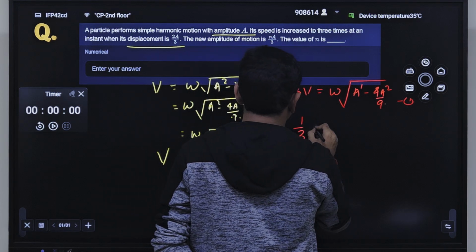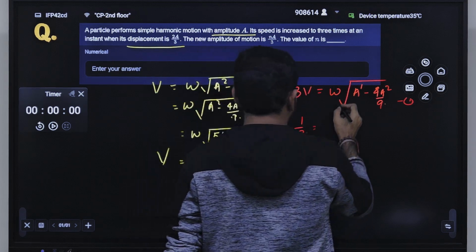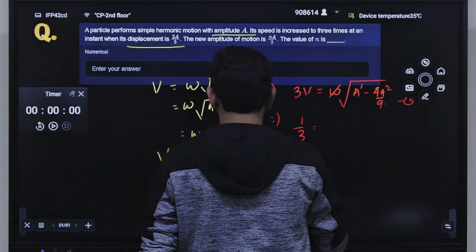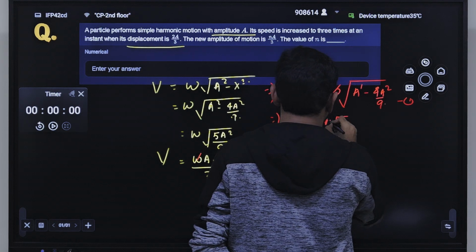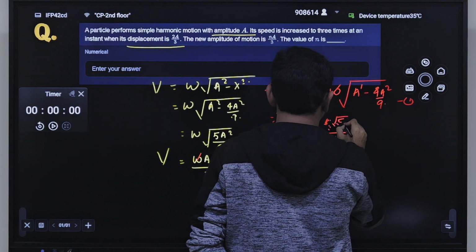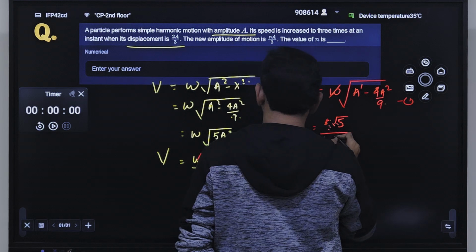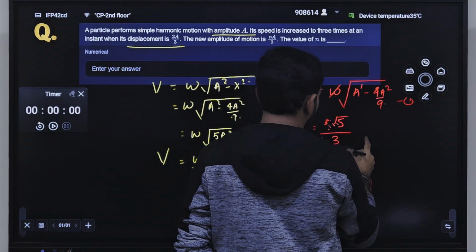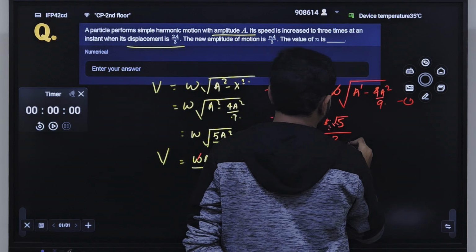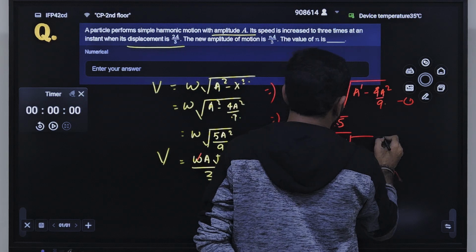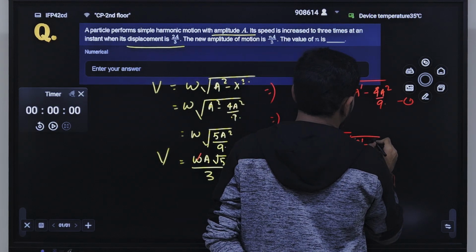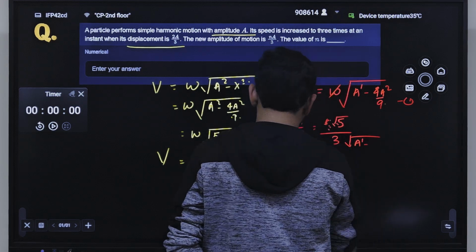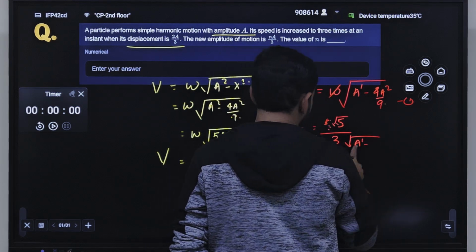1 by 3, 1 is to 2. What will be cancelled? Omega will get cancelled. This will be coming in numerator a root under 5, a root 5 by 3, and here in numerator what will it come? It is root under a dash minus, or you can say what? Write it properly.